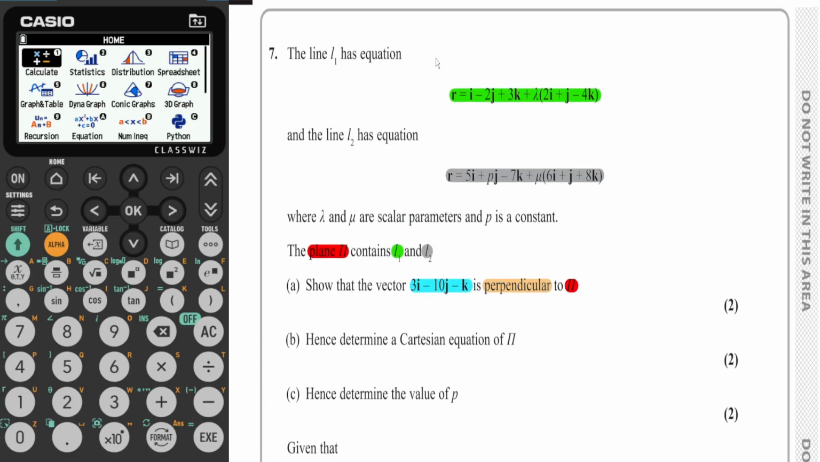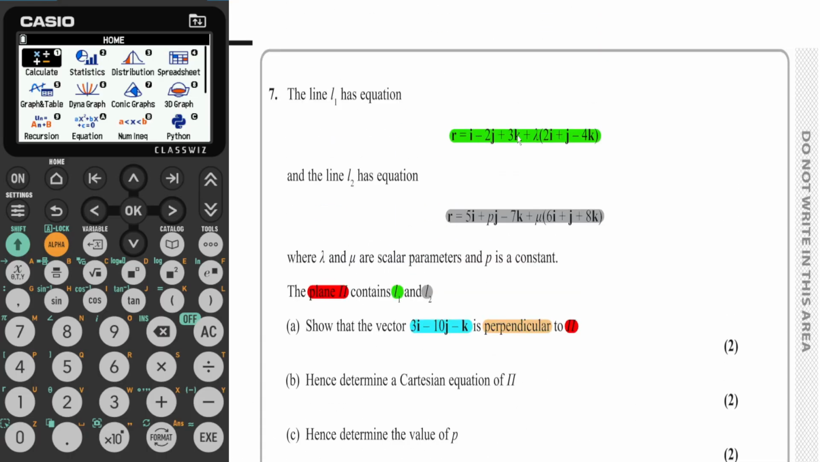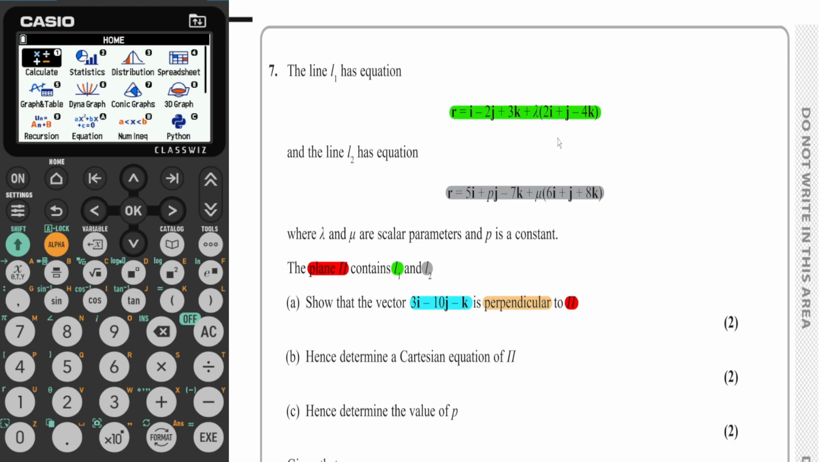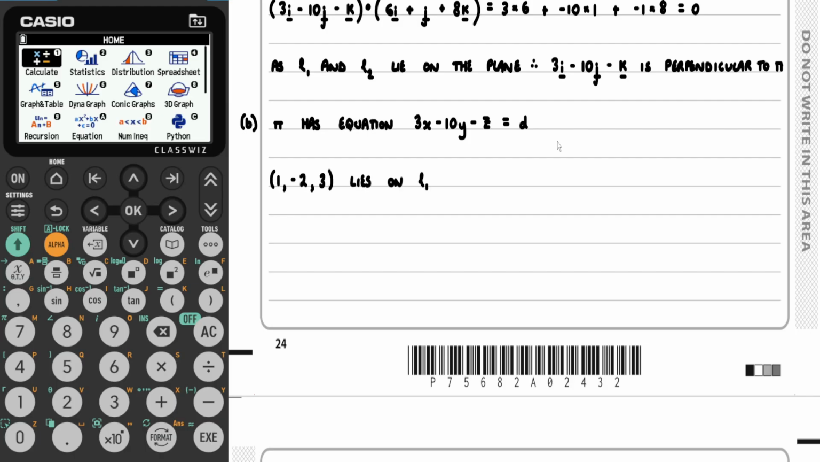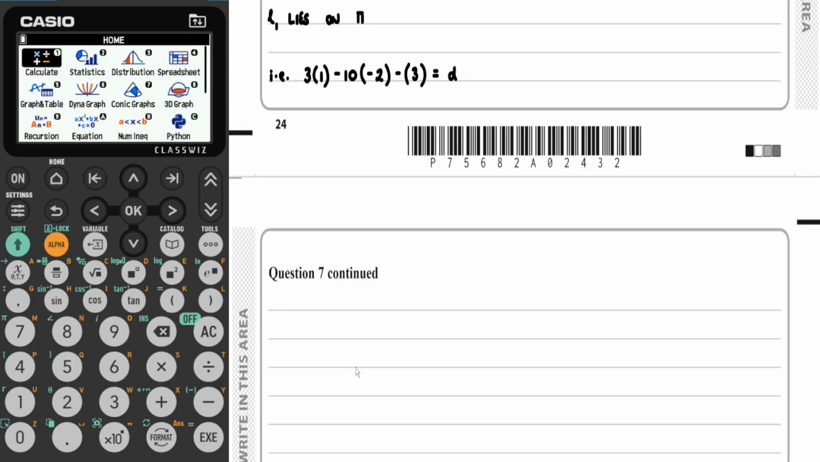We know that the point (1, -2, 3) would lie on L1. And we know that L1 lies on pi. So we can substitute in this point into here. So we have 3 times 1, subtract 10 times negative 2, subtract 3 equals d. So d is equal to 20, meaning pi would have equation 3x subtract 10y subtract z equals 20.